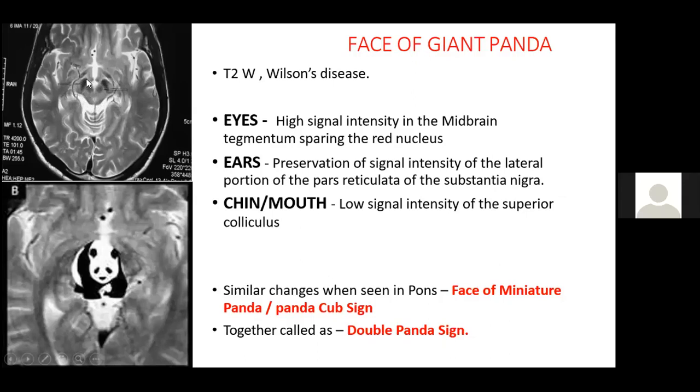So here these hypointense areas represent the ears. These are both eyes, and this is the chin. So these eyes represent this high signal intensity abnormality, and these are all the spared areas. So these eyes, ears, and chin resemble the panda. This is classic of Wilson's disease. So the face of giant panda, face of miniature panda, and panda cup sign, together called double panda sign, is seen in Wilson's disease.